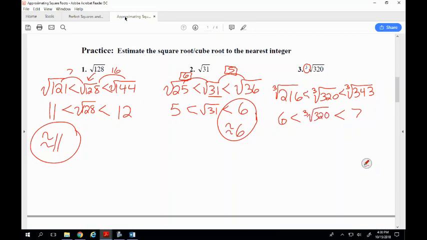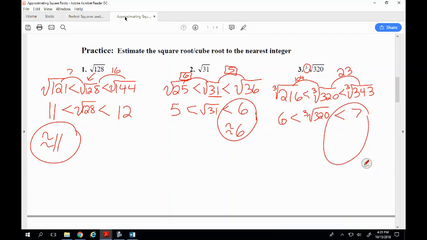And again, just like we did in number 1 and 2, we want to identify the gap between the number they gave us and the numbers that we're using from our chart. So from 216 to 320, there's a gap of 104. Over here on this side, between 320 and 343, we only have a gap of 23. So the gap of 23 is much smaller, so we want to pick this number over here on the right side.